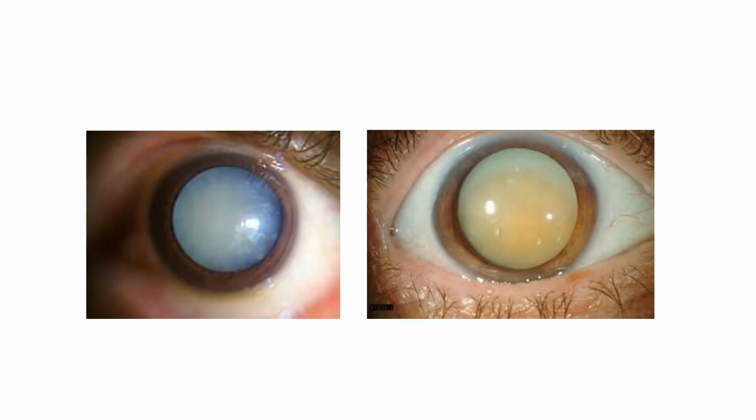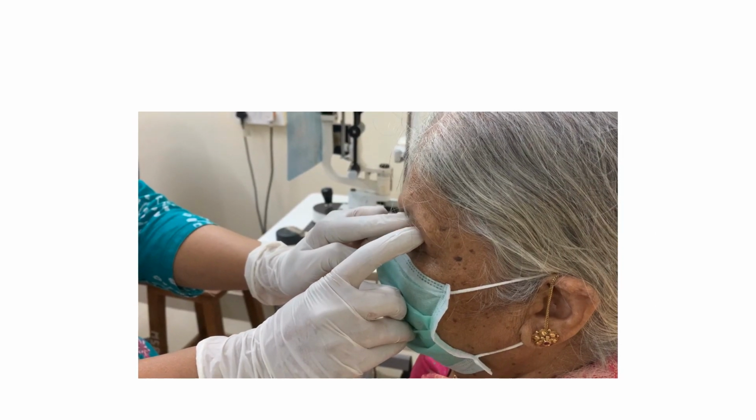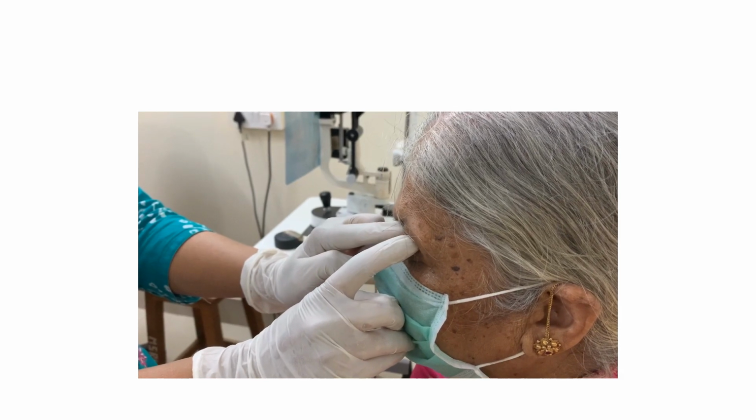Right? So you have to remember, this is a mature cataract, pearly white, and this is milky white. This is a hypermature cataract, where the lens has sunk down, and you'll see a milky white cataract. After the lens, you will examine the tonometry.